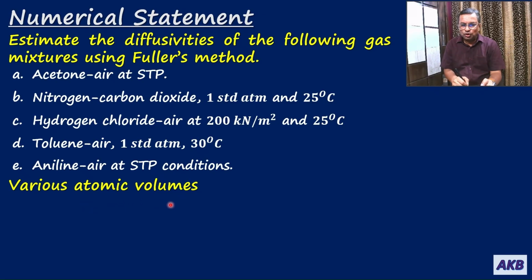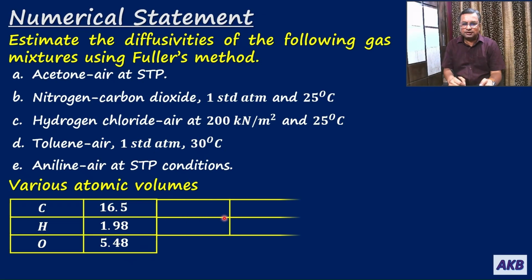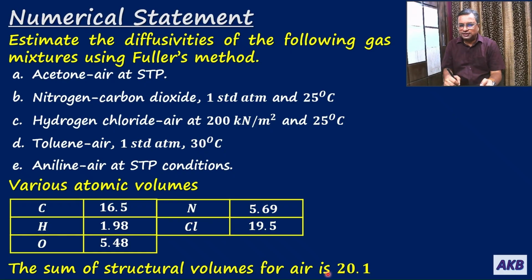Various atomic volumes are given to us. For carbon it is 16.5, for hydrogen it is 1.98, for oxygen it is 5.48, for nitrogen it is 5.69, and for chlorine it is 19.5. And then for air, the sum of structural volumes is given to us. The sum of structural volumes for air it is 20.1.